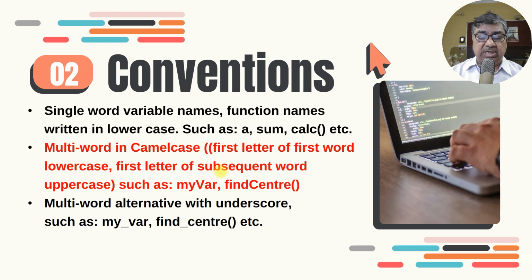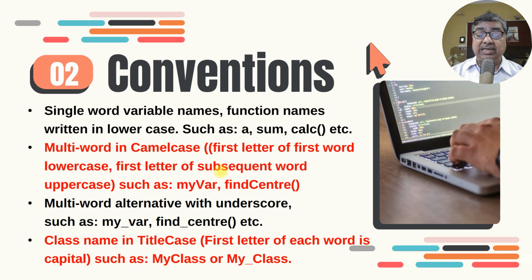Then if you want a multi-word alternative using underscore, you can use that. My where, so my_where or find_center. Here normally the entire string is written in small case or lower case only. So we'll now also see title case, which is used for Python classes. That is like MyClass, so M and C both are capital, and when we use underscore then also we keep M and C capital, like the first letter of each word is capital. That is known as title case. Okay, we proceed further. You have understood what the convention is. We'll see it in practical examples also.